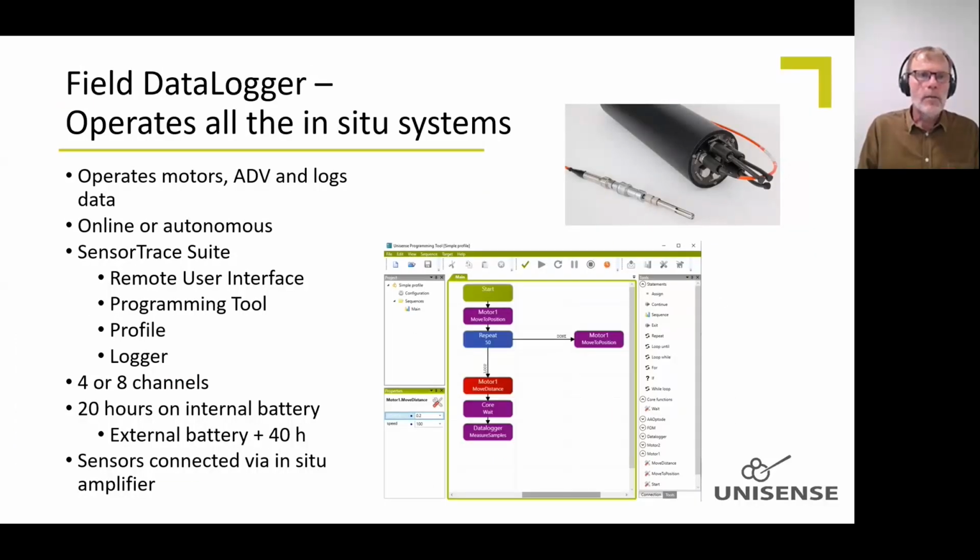All these systems are operated by our field data logger. Won't spend much time on this. It's a very simple to use instrument. You can program it very easily.